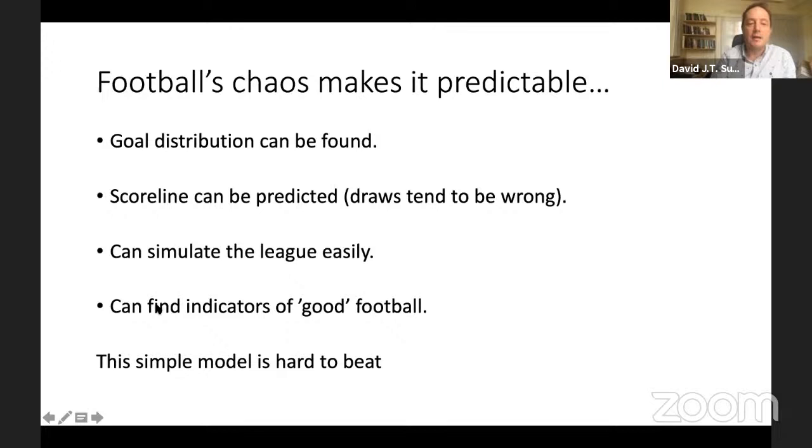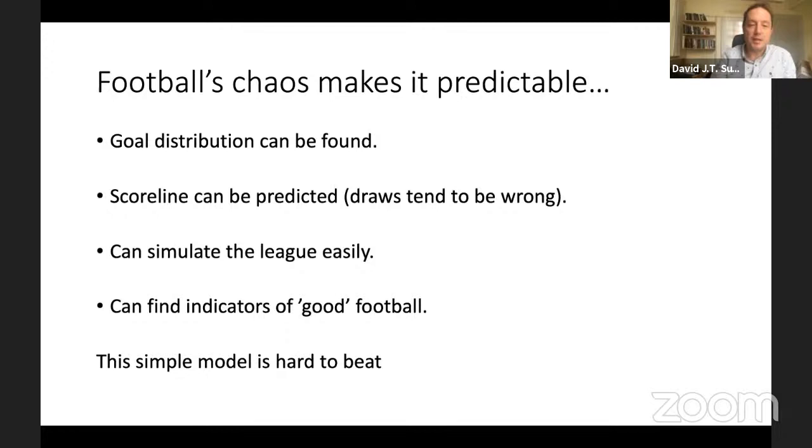And what we're going to look at now is how you can find these as indicators of good football. This simple model of Poisson goals is really difficult to beat. It's very, very difficult to beat, and you don't see people beating this model very often. The bookmakers' odds slightly beat this model, but really this simple model is difficult to beat.